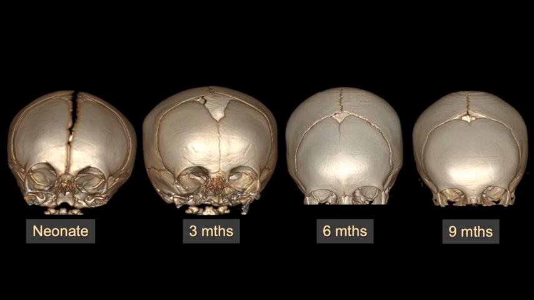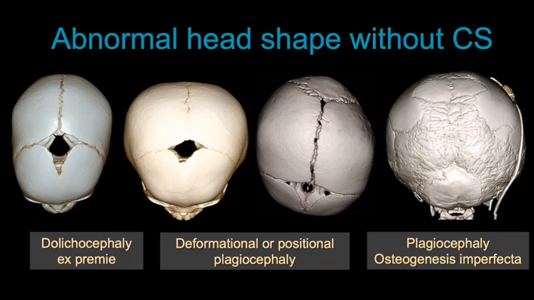Remember, the cranial sutures follow predictable timing and patterns of closure from the neonate through childhood, and it's important to be aware of these. And also, abnormal head shapes can be seen without necessarily incriminating craniosynostosis. Dolichocephaly in extreme preemies, deformational or positional plagiocephaly, extremely common, and plagiocephaly in association with osteogenesis imperfecta.